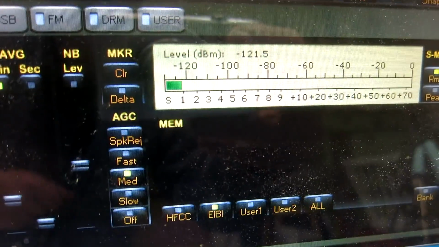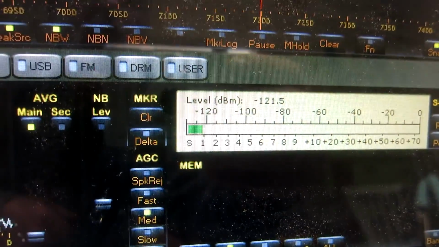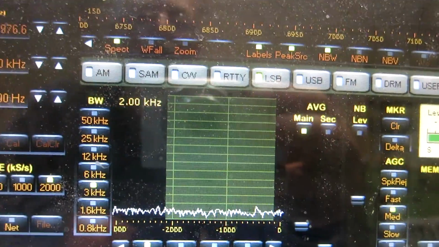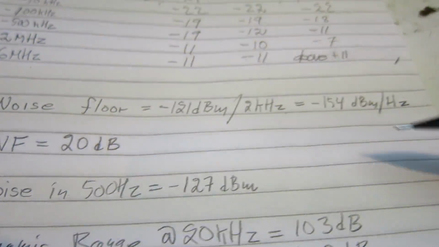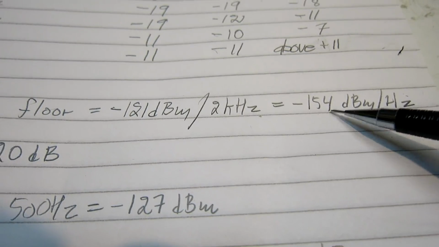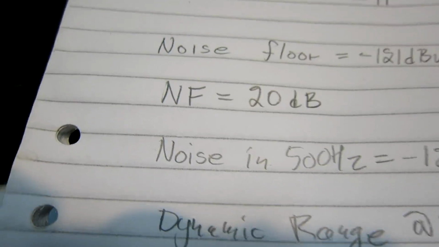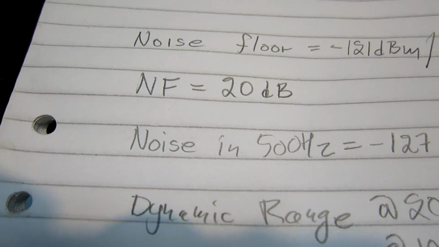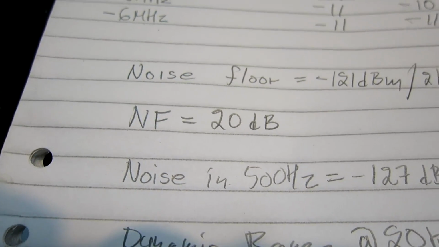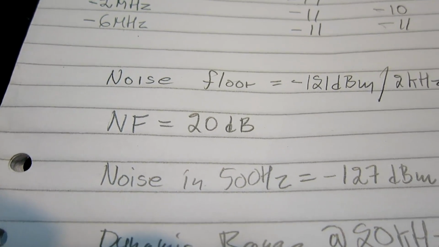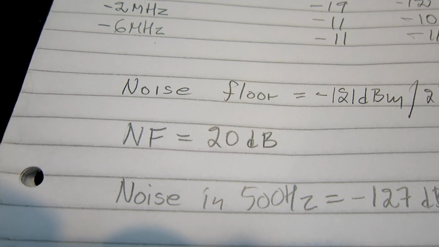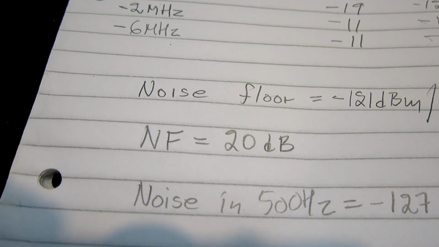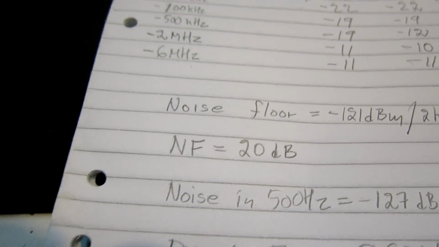The noise floor is at minus 121 dBm in 2 kHz bandwidth. This means that the noise floor would be minus 154 in 1 Hz, which means that the noise figure is 20 decibels. That's for the perceives, and I have set the noise figure of the other radios to the same value as you can see in the introduction video that I referred to in the beginning of this one.